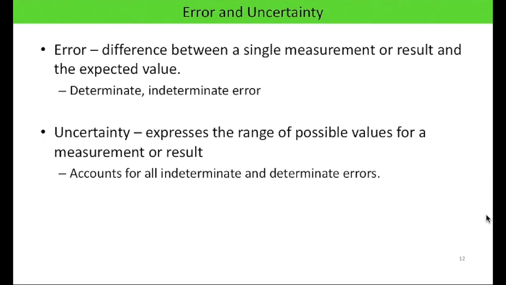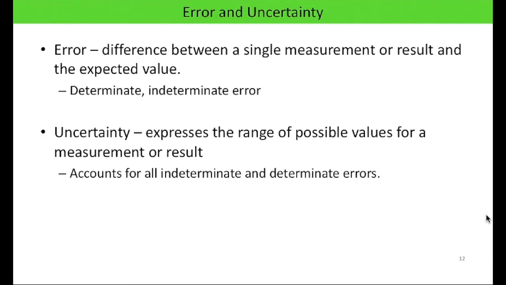Okay, so there's a difference between error and uncertainty, and I've kind of used them both up until now. Error is the difference between a single measurement or result and the expected value. For example, in the iron experiment, you have to determine the amount of iron in a tablet. The tablet's supposed to have 18 milligrams of iron, but maybe you measure 17 milligrams of iron. So the difference between the 17 and the 18 is going to be a measurement of error. And again, that result can be affected by both determinate or systematic and indeterminate or random error.